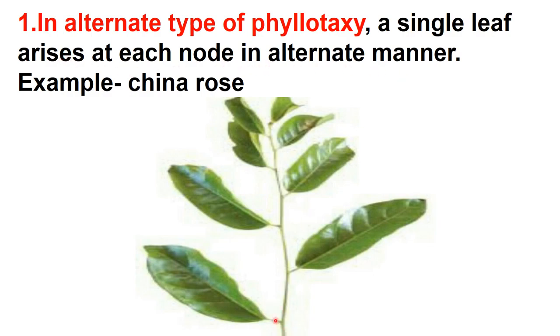Like at this node, this leaf is arising this side, then on the next node the leaf will arise on the opposite side of it. So this is called alternate type of phyllotaxy. Alternately these leaves are arranged like this on the nodes. Like this leaf is on this side, now on the next node it will be on this side. In this alternate manner these leaves are attached on the nodes, right? And such type of phyllotaxy is found in China rose. That is an example.